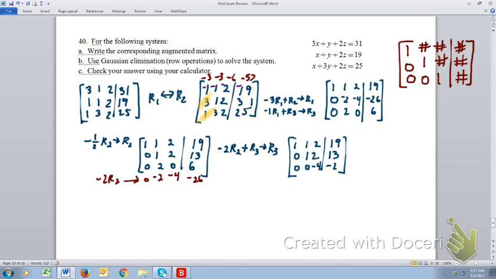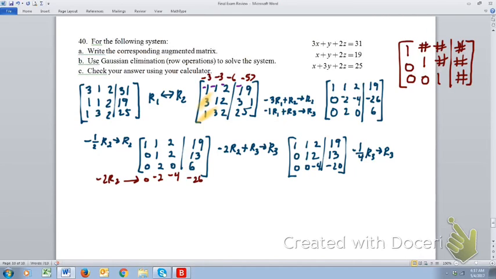0 and 0 is 0. Negative 2 and 2 is 0. Negative 4 and 0 is negative 4. And 6 and negative 26 is negative 20. So we're one step away. We just need a 1 here. So let's go ahead and divide by negative 4.